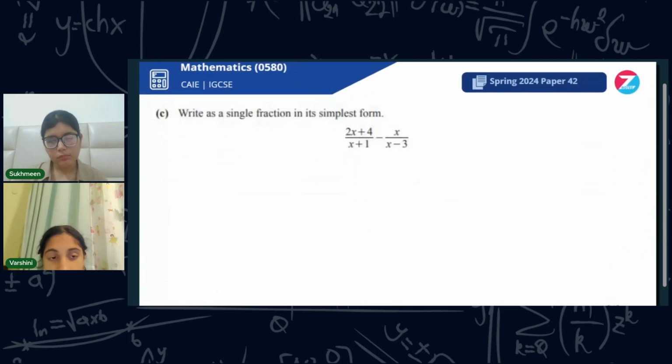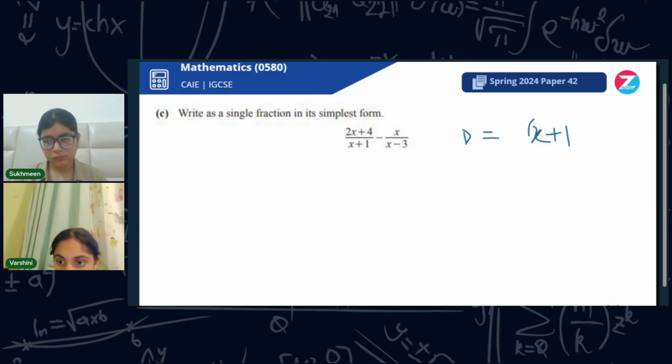Part C, write as a single fraction in its simplest form. So they've given us two terms over here. So we know that to make this into a single fraction, we're going to have to make the denominators the same. So over here, when they have an x term, to make the denominator the same, the denominator is just going to be x plus 1 into x minus 3.